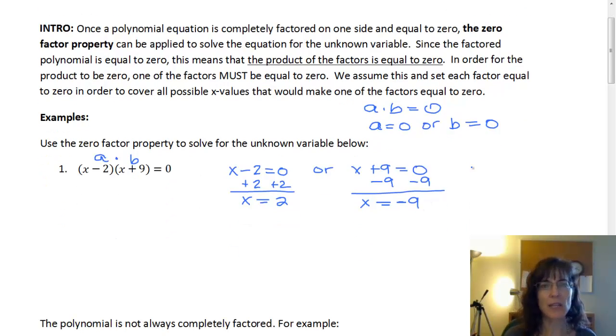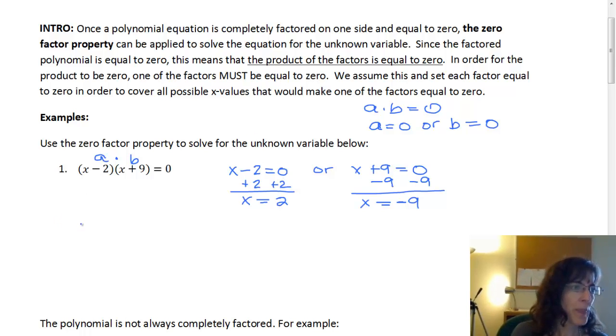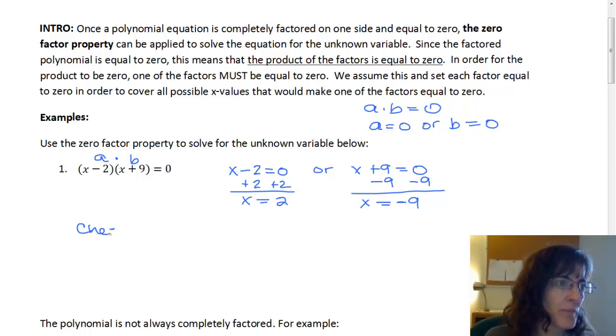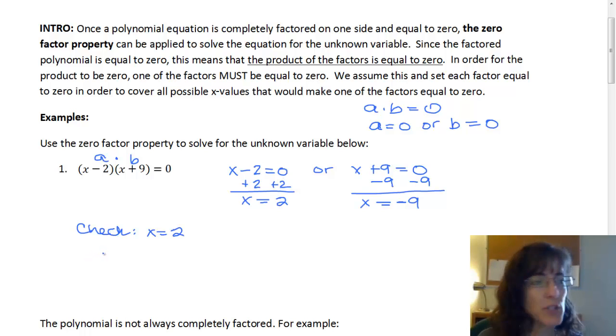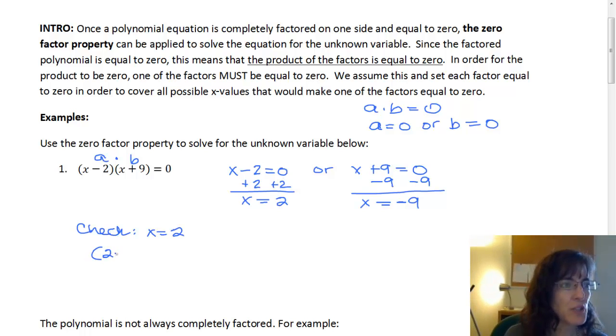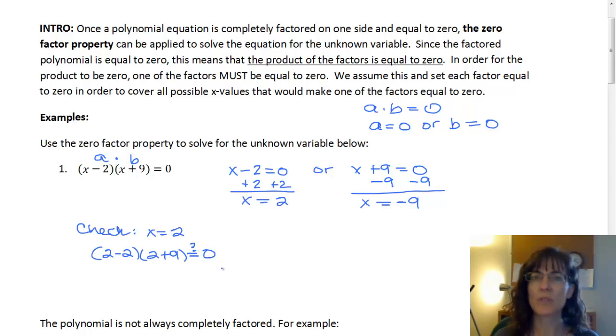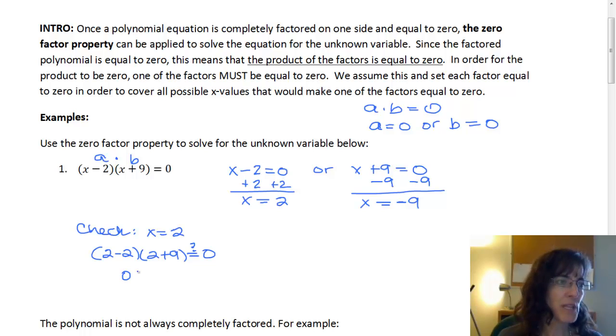So let's check that and see if it's really the case. The first thing I want to check is if my x is a 2. I'll plug it into the original equation just like I would check any other value and say 2 minus 2 for that first factor, 2 plus 9 for the second factor. I'm checking to see if it comes equal to 0. When I subtract those first two, 2 minus 2 does give me a 0. 2 plus 9 is 11.